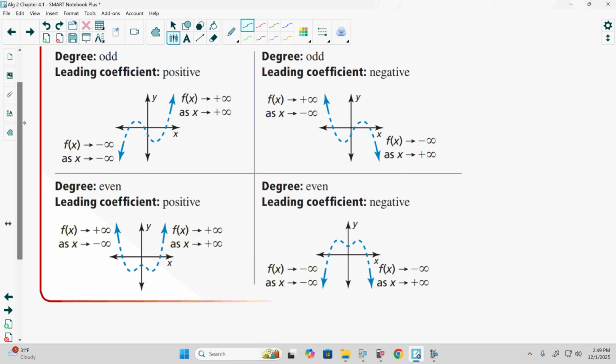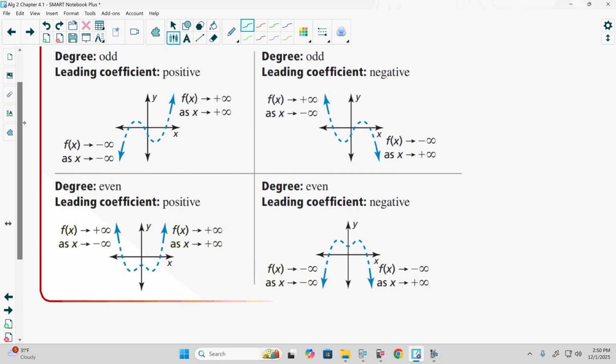Same is true with even degree negative. They're both going to go down. So f of x approaches negative infinity, going down, as x approaches negative infinity. And f of x approaches negative infinity as x approaches positive infinity. All I'm saying is the two ends are going down. If the degree is odd, they're going to go in opposite directions. Either one side's going up and the other side's going down, or vice versa. And that's really what the top two are saying.